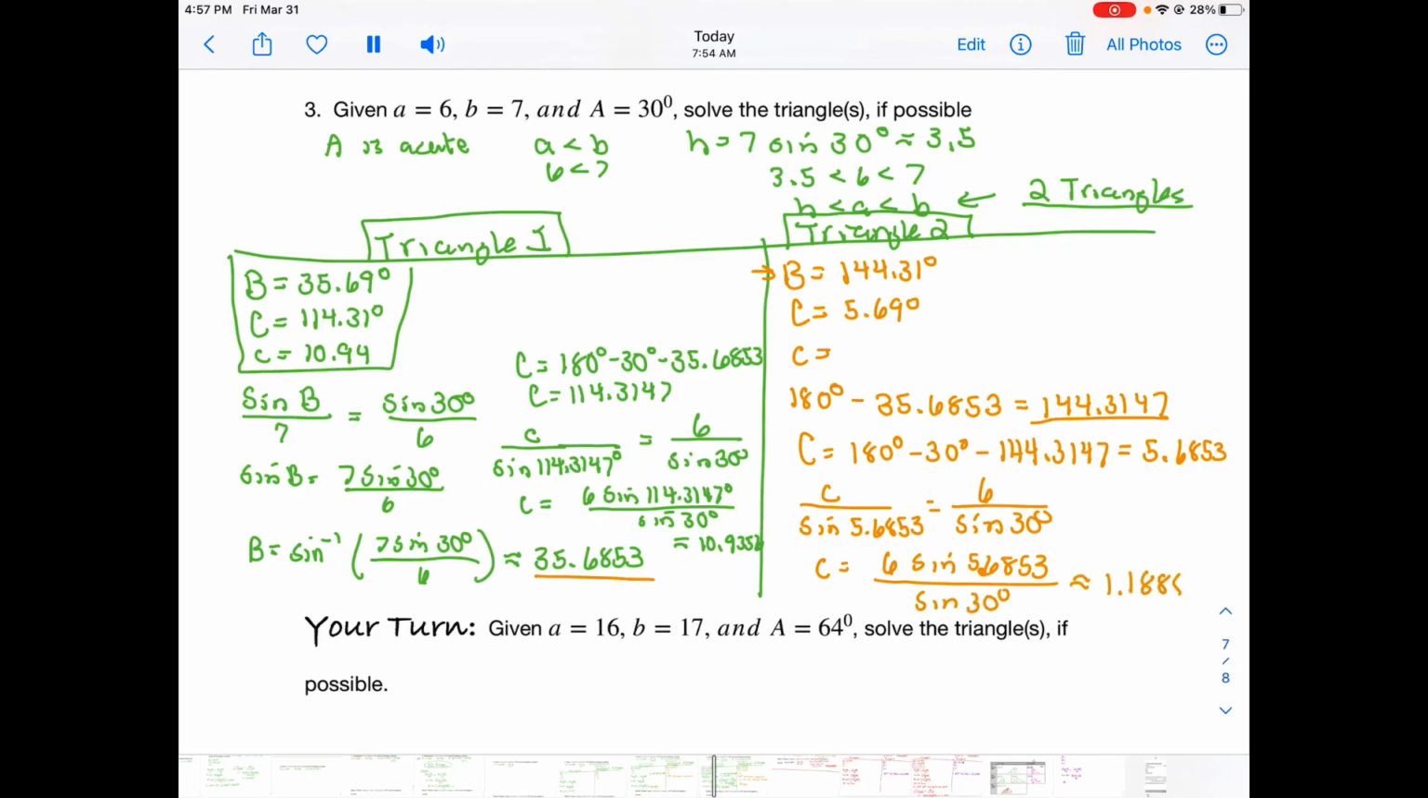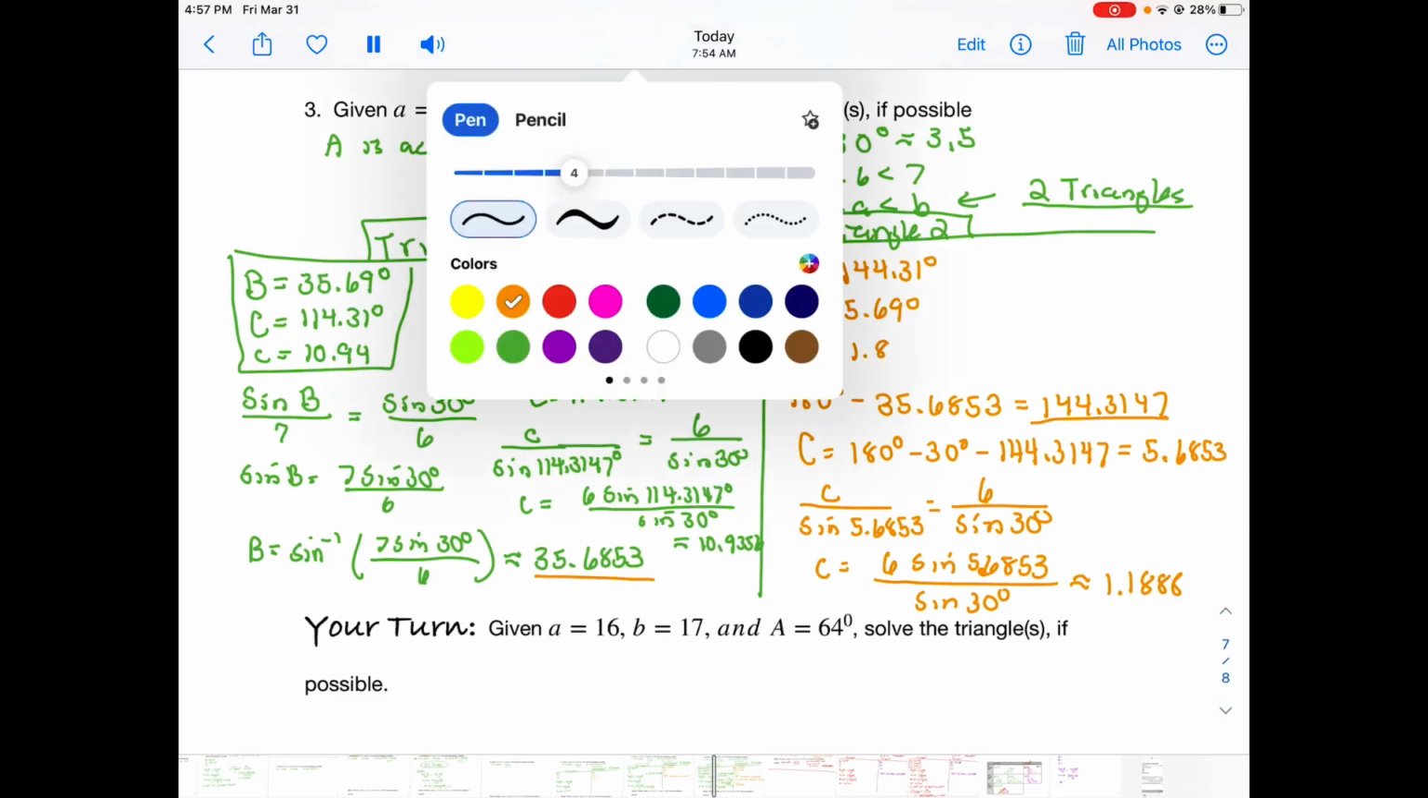And side C is approximately 1.1888, or 1.19.